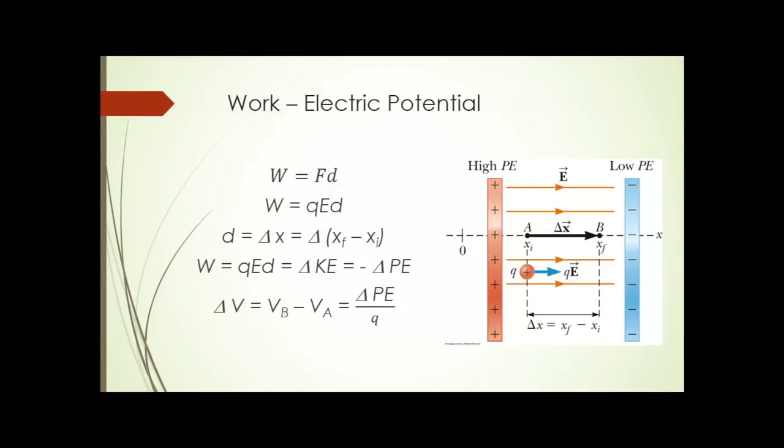So I can look at the work, and we can use the work energy theorem that we had before. The work energy theorem was that work was equal to the change in kinetic energy, or the work was equal to the change in potential energy. And we're going to talk about that change in potential energy in terms of electricity as the difference between the potential at this point and the potential at that point. So my change in potential energy is related to this, and that's the change in my potential energy divided by my charge.